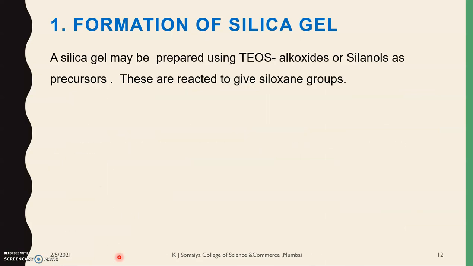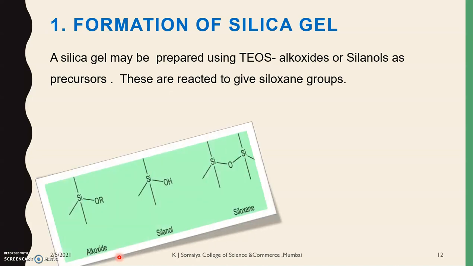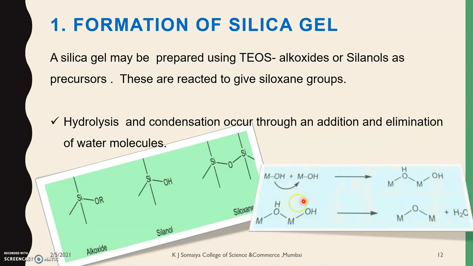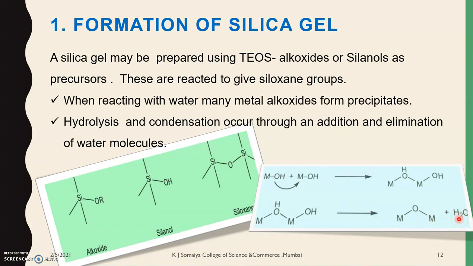So when a gel is formed, the tetraethyl orthosilicate, the precursor which we have used, is known as silicon alkoxide. So there are silicon and OR groups, or in silanols there will be silicon OH groups. These groups interact with each other, resulting in the formation of Si-O-Si groups, which are known as siloxanes. These siloxanes are formed by hydrolysis or condensation reactions where a water molecule is eliminated. These are the kind of reactions which happen and lead to elimination of water molecules. As a result, these metal alkoxides form precipitates.